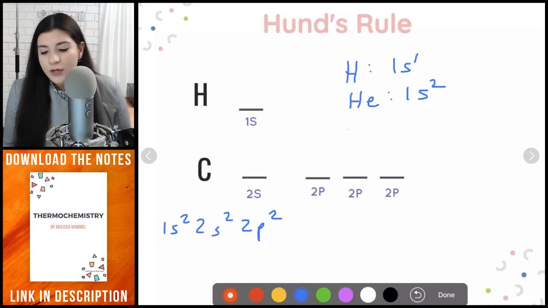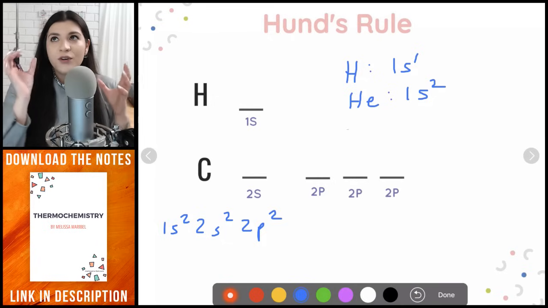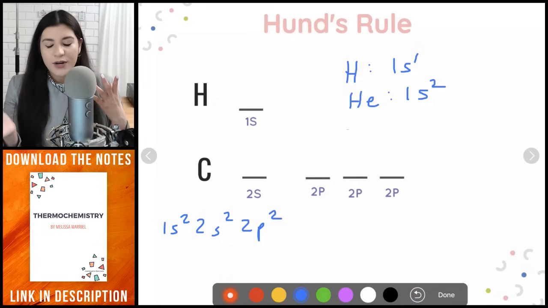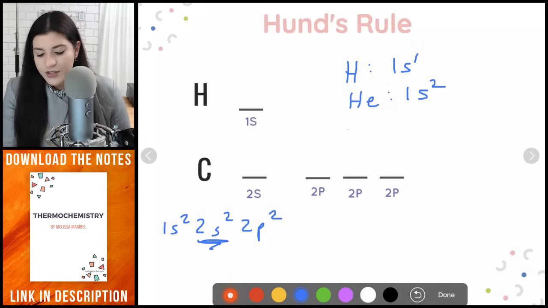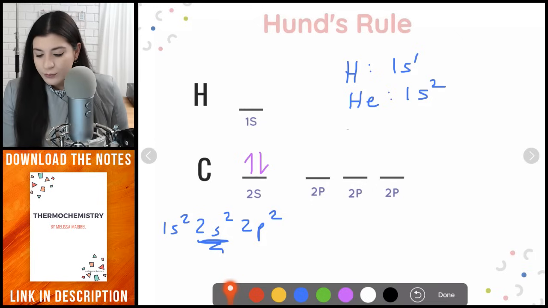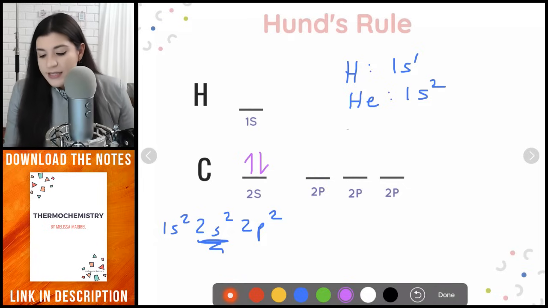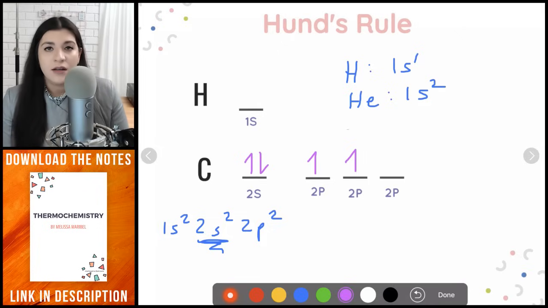Now, Hund's rule is essentially saying this: you fill each orbital by giving it 1 electron at a time. You don't fill the entire orbital and then move on. Let me show what I mean. If I start off with 2s2, since there's only one subshell, there's only 1 orbital there, so I fill it accordingly. However, for our p orbitals, we only have 2 electrons because it's 2p2. I'm not going to fill these 2 and then move on. That is not correct. Hund's rule instead says we want to fill each one, and that's it.